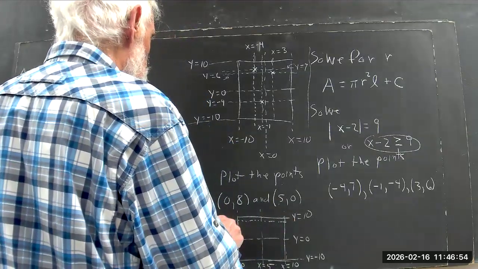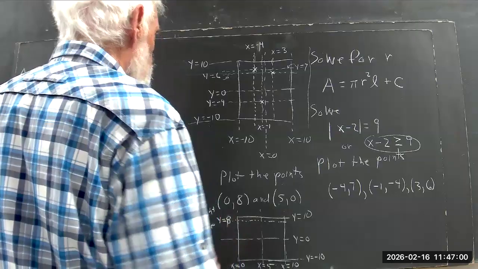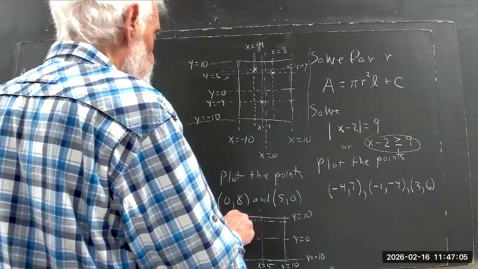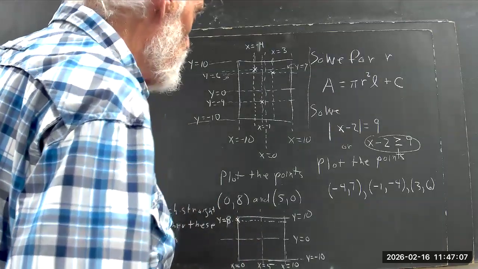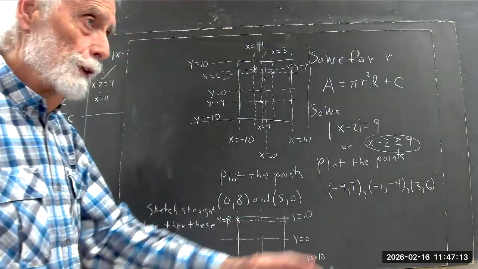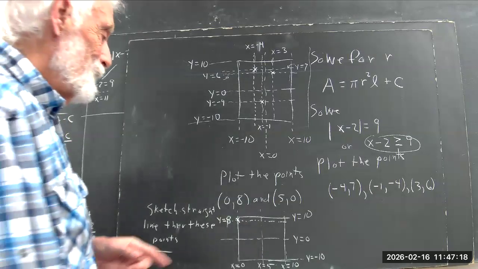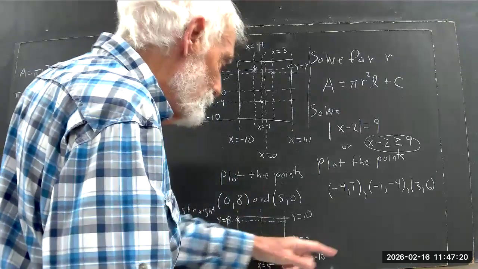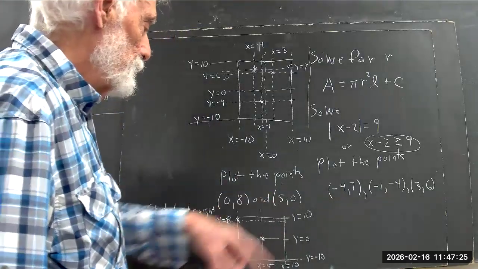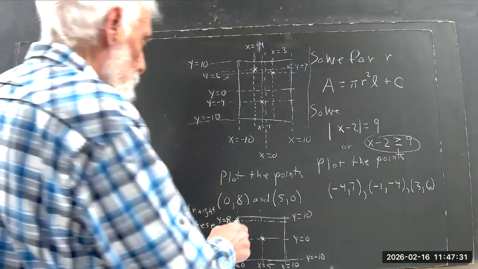This is about where I saw it on everybody's paper. Almost wrote 10 there. Okay, there's the y equals 8 line, and where the y equals 8 line intersects the x equals 0 line, we have a point. And then (5, 0). Well, in drawing the center lines and labeling them, I gave you that one for free, right? Where x equals 5 meets the line y equals 0, we have the point (5, 0). And then I asked you to sketch a straight line through these points.